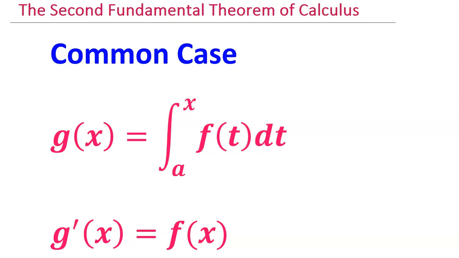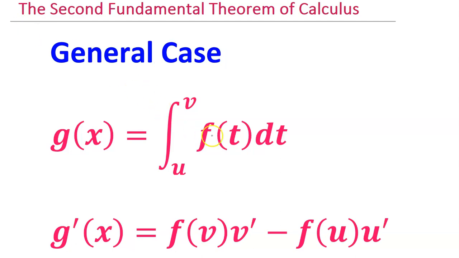The second fundamental theorem of calculus told us how to take the derivative of an integral defined function like this one. This is the common case where you just end up replacing the t with the x. So it's sort of like the derivative cancels out the integral and you just get f of x. Then we had the general case of the second fundamental theorem of calculus where we had functions for the limits of integration. So there was a little bit more to it.